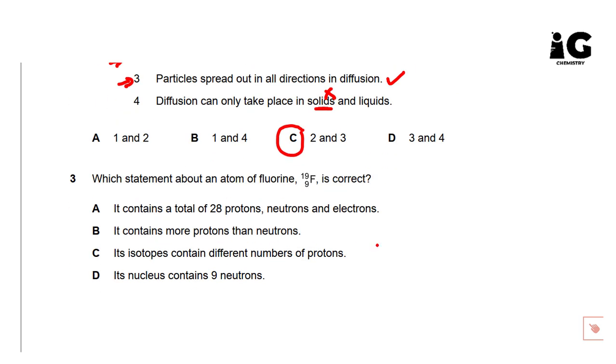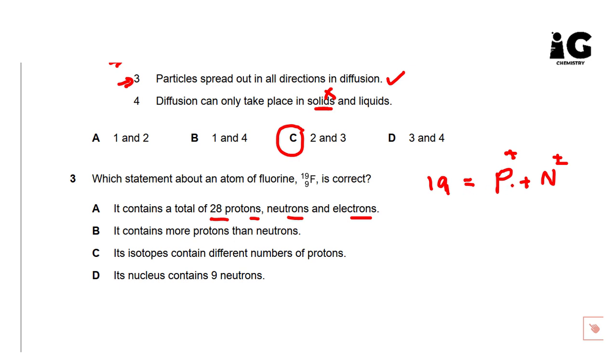Question 3. Which statement about an atom of fluorine, F 19 9, is correct? It contains a total of 28 protons, neutrons, and electrons. We can count protons, neutrons, and electrons. So here we have 19 up, you know, 19 is the atomic mass, and down is 9, the proton number. You know, guys, this 19 actually means protons plus neutrons inside the nucleus. So this is 19 already.